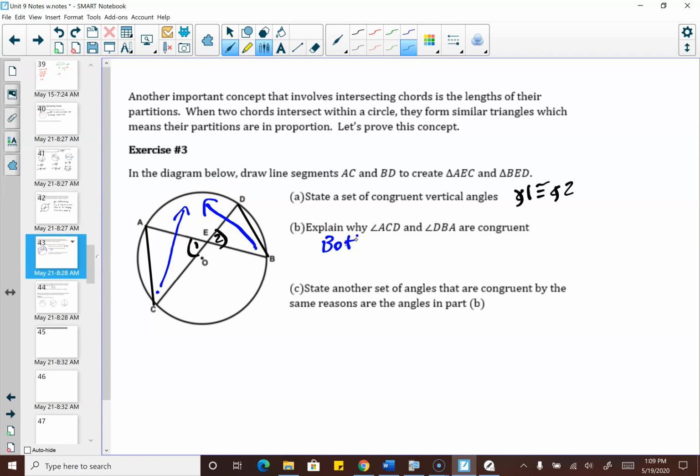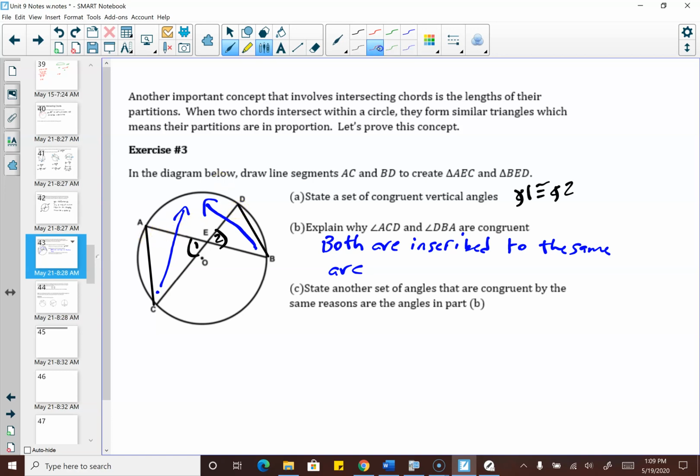So the reason that they are congruent is because both are inscribed to the same arc. All right, so obviously inscribed means cut in half. So if they're both cut in half of the same arc, then obviously they have to be equal. Okay, so state another set of angles that would be congruent by the same reason from B. Well, that would be our other ones at A and D.